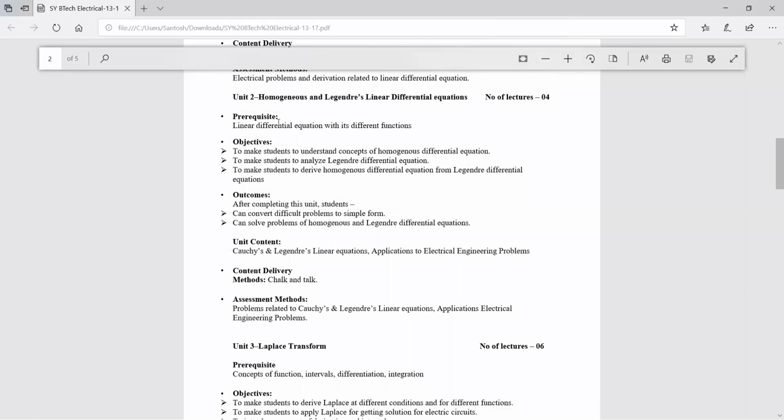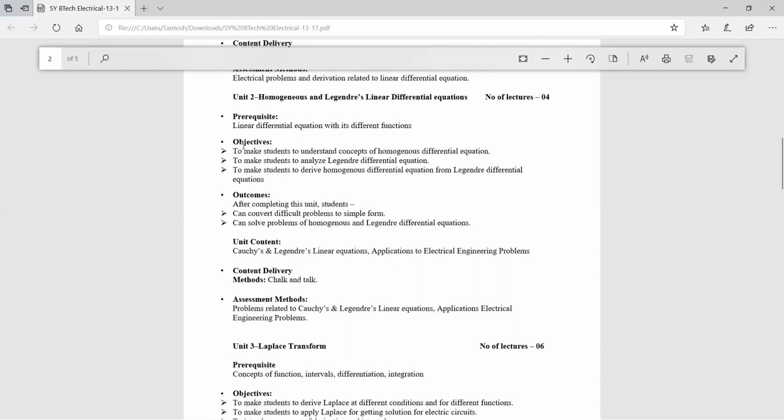This is chapter number 2, unit number 2, homogeneous and Legendre linear differential equation. In order to study this topic, it is necessary to understand topic number 1, linear differential equation. If we understand topic number 1 clearly, there is nothing else in this unit number 2. So, unit number 2, homogeneous and Legendre linear differential equation.